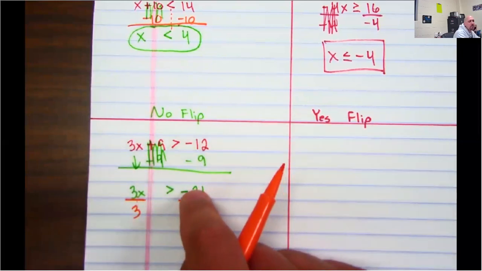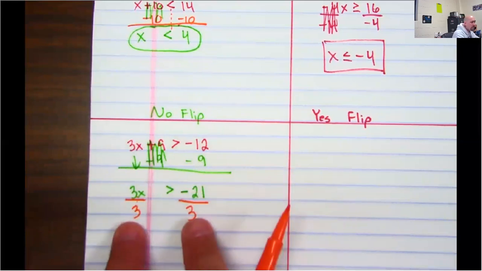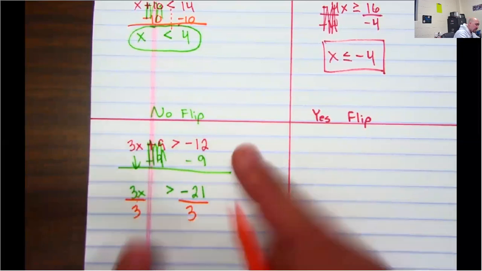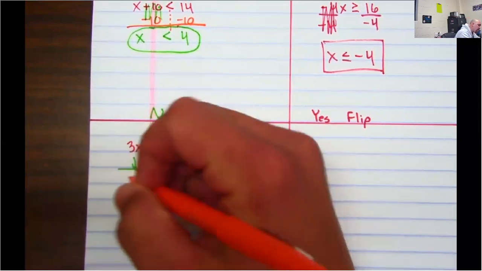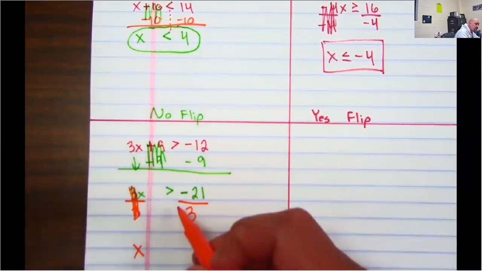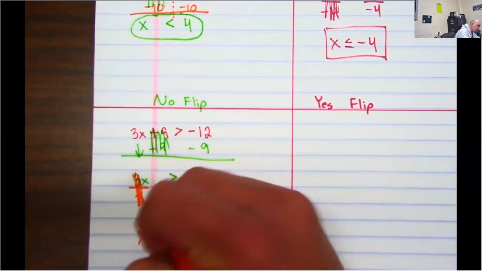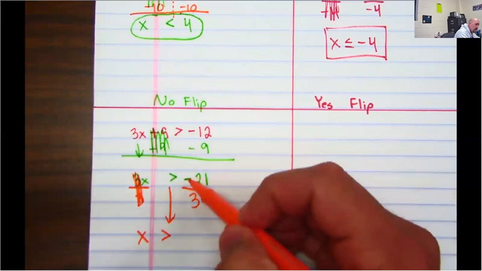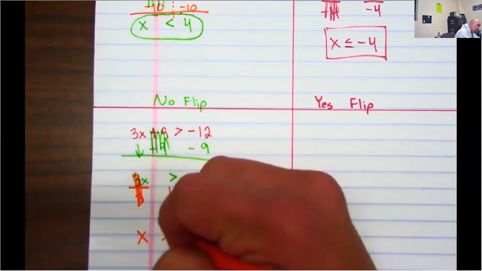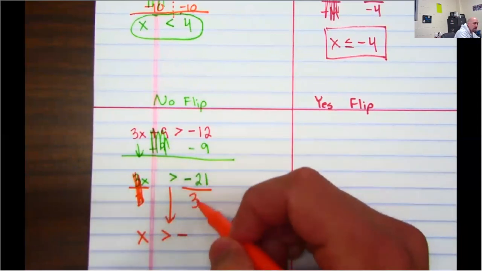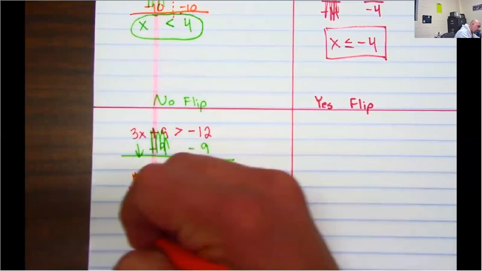Now, guys, do I care that this top number is negative? No. Look at that. I'm dividing both sides by a positive. Since I'm dividing both sides by a positive, this sign just comes straight down. A negative divided by a positive is a negative. 21 divided by 3 is 7.